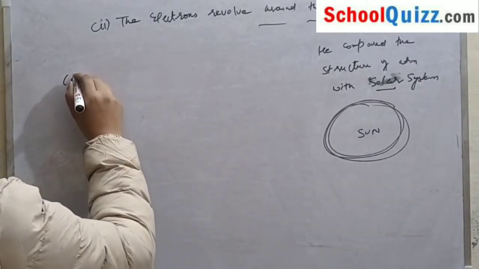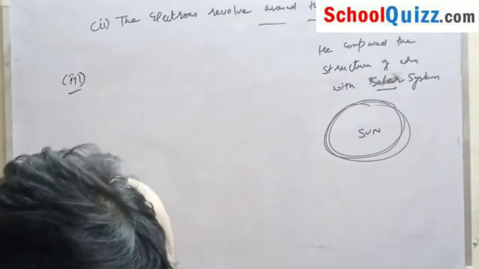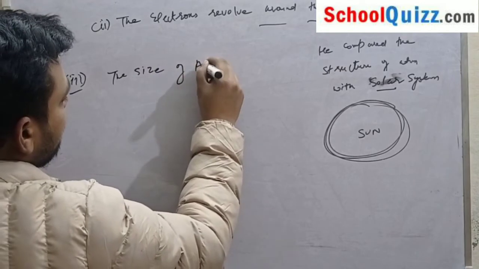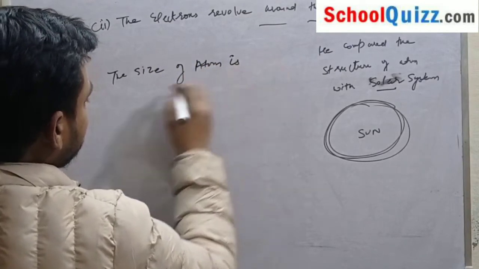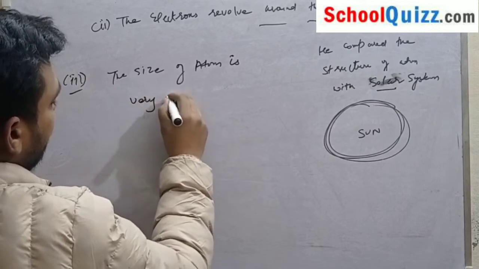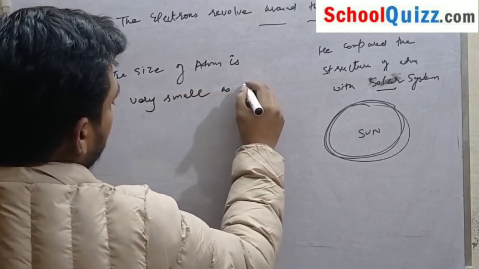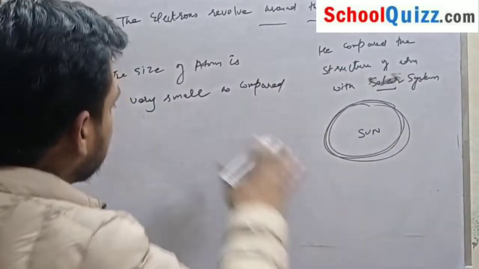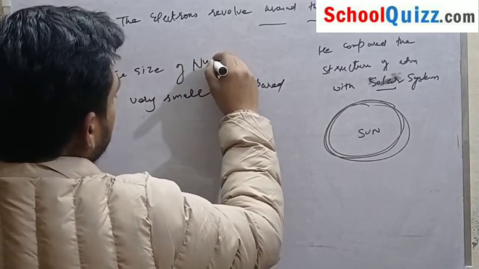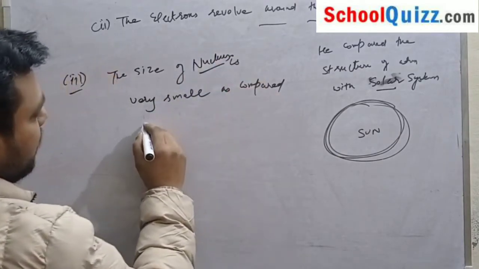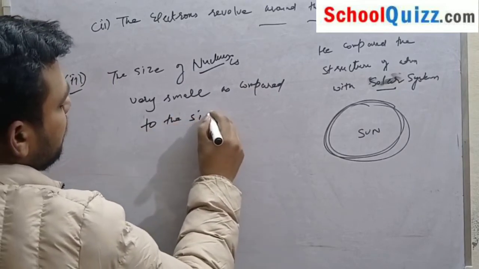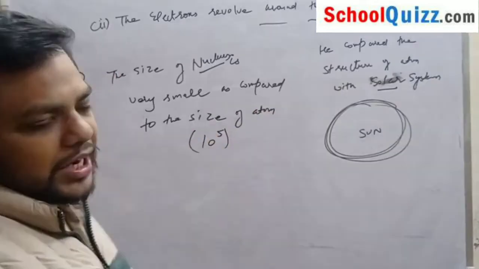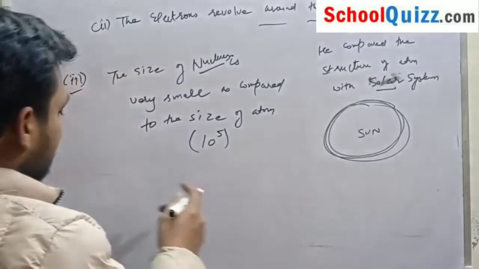And the third thing is the size of the atom. The size of the nucleus is very small as compared to the size of the atom. Approximately there is a difference of 10 raised to power 5, that is 1 lakh times.